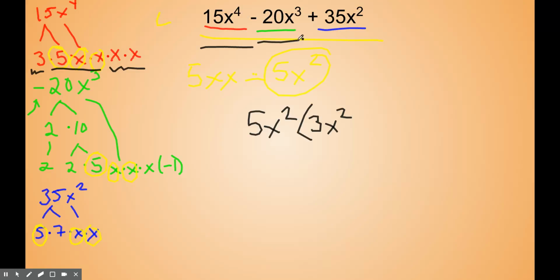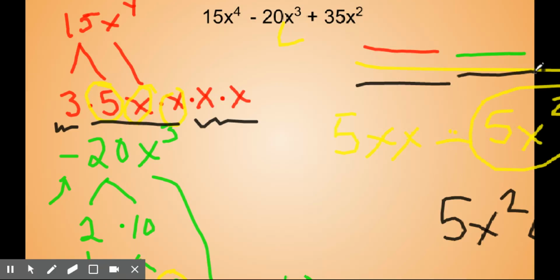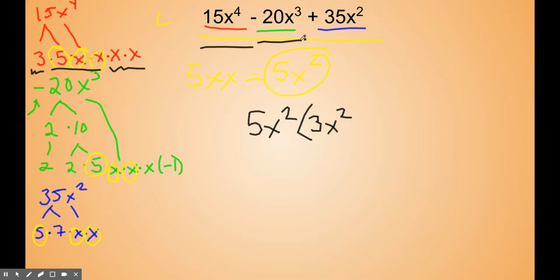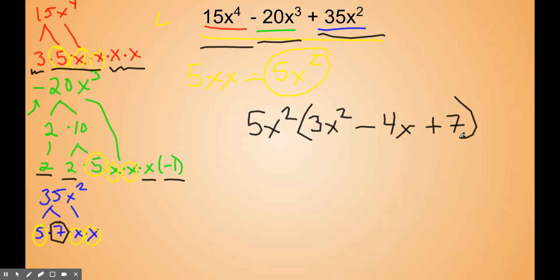Next, we have negative 20x to the third. Well, when we take out that 5x squared, we're left with a 2 times a 2 times an x times a negative 1. 2 times 2 is 4. 4 times x is 4x times negative 1 is negative 4x. And lastly, we're going to see what's left with 35x squared after we take out the 5x squared. And we are left with a 7. So we're going to go ahead and add 7. And that is how you determine the greatest common factor for a polynomial.